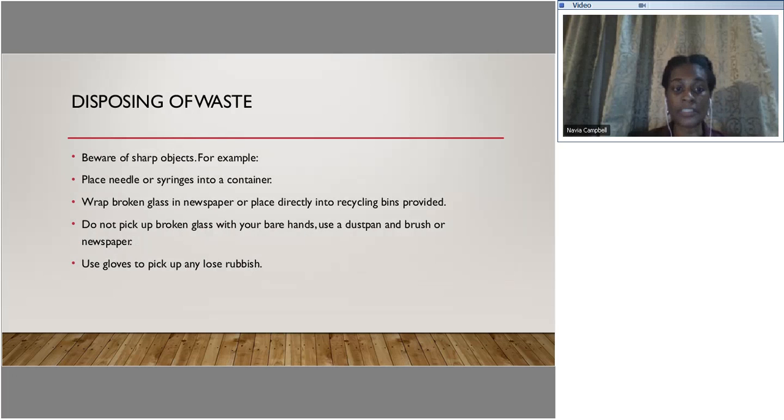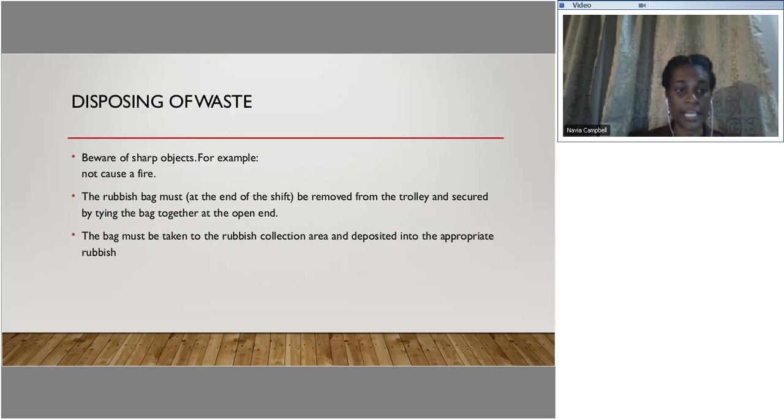Beware of sharp objects. For example, place needles or syringes in a container, wrap broken glass in newspaper, or place the liquid into recycling bins if they're provided. Do not pick up broken glass with your bare hands. Always use a dustpan and brush or newspaper. Use gloves to pick up any loose rubbish.